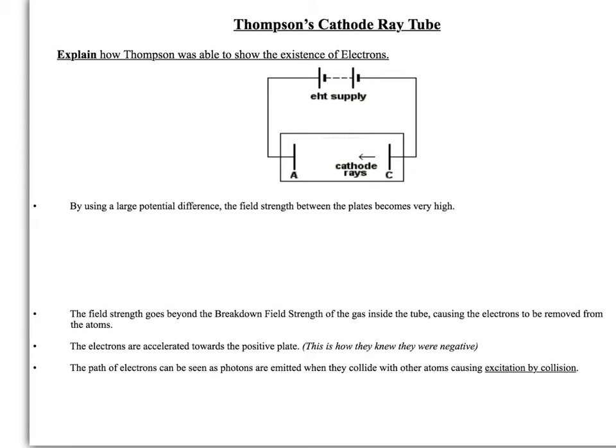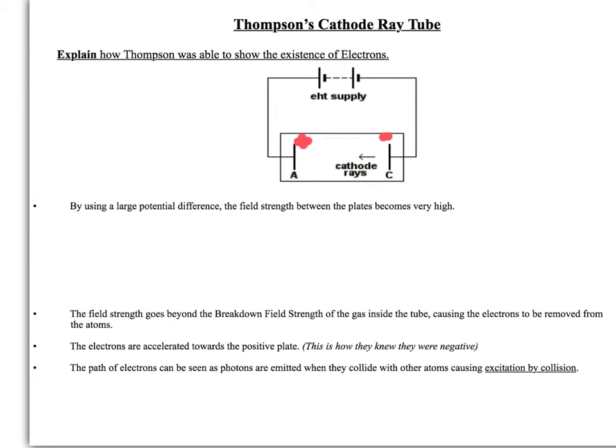So let's start off by having a look at the circuit diagram that he used in order to do this. And we're going to explain how Thomson was able to show the existence of electrons using this setup. So we've got an EHT supply. Essentially we've got an extremely high voltage supply here at the top, so we're talking in the kilovolts range. This is connected across two plates, so essentially you're putting a very high potential difference across the two plates. And the key thing to note is this one is your positive plate and this one here is your negative plate.